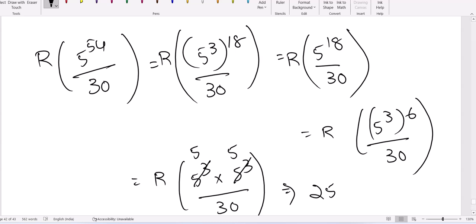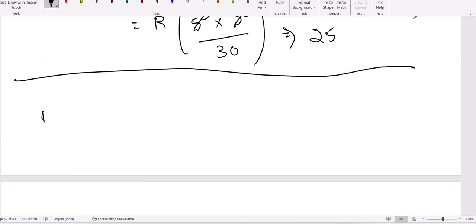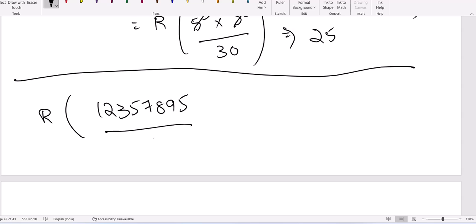So let us say the question might be like, you have a big number, 1, 2, 3, 5, 7, 8, 9, 5 divided by 4. I want the remainder for this. R stands for remainder. Then what you can do, you take only 95. Divide by 4, remainder is 3. You take the last 2 digits only, divide by 4. When 95 is divided by 4, remainder is 3. 96 is divided by 4 exactly.